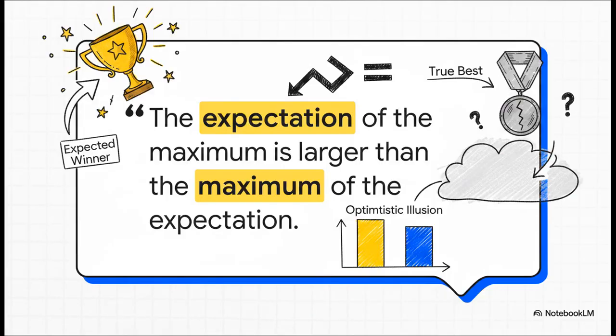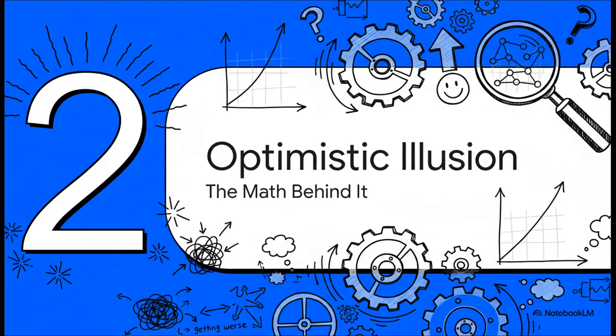Now, this quote looks a little mathy, but stick with me, because it really boils it all down. It's a simple way of stating a principle called Jensen's inequality. And all it really means is that the best score you see from your winner is pretty much guaranteed to be higher than the true, real-world performance you can expect. You've basically created your own optimistic illusion. So let's pull back the curtain on this illusion. How does this happen? Why do we get this optimistic bias? And more importantly, what are the things that make it even worse?